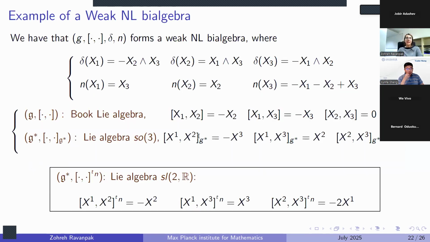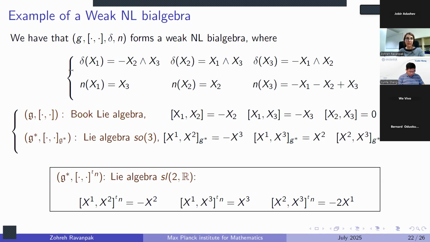So here we have an example of a weak NL bialgebra. We see that this pair of delta and N defines a one-cocycle and a Nijenhuis structure on this Lie algebra, which is known as the book Lie algebra, and they are compatible. I mean that this pair defines an NL bialgebra.